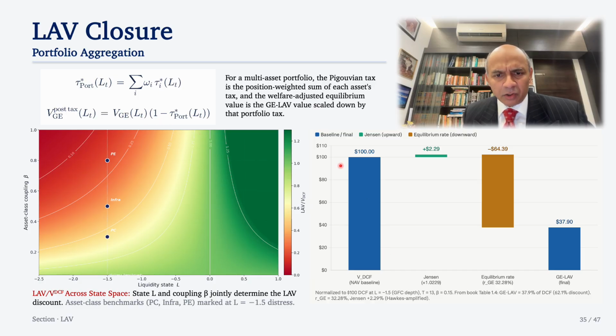Here you see the $100 hypothetical value of a portfolio pushed up by the Jensen correction, and then pushed down by the equilibrium rate correction. And then that gives you your value, which is about $37.90, a huge discount on DCF. But this is, of course, assuming a global financial crisis level of debt.